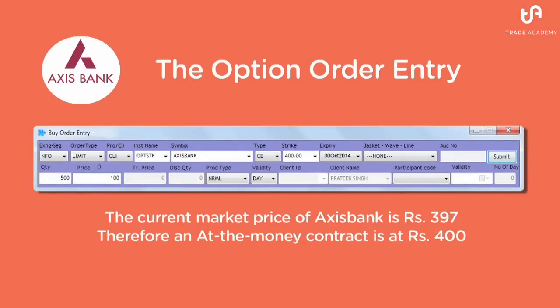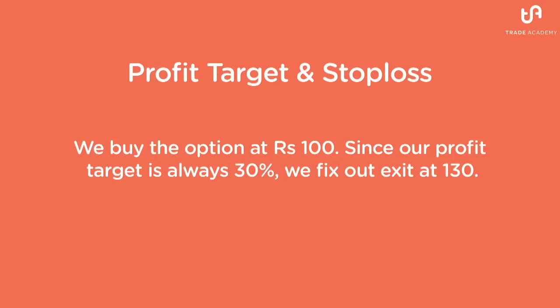Now, if you don't remember, a strike price of at the money means you will buy a strike price which is closest to the current market price of 397. So you buy the call option, let's say it's trading at rupees 100. Your exit will be fixed at 30% from entry price. So that's 130. That becomes your profit target.